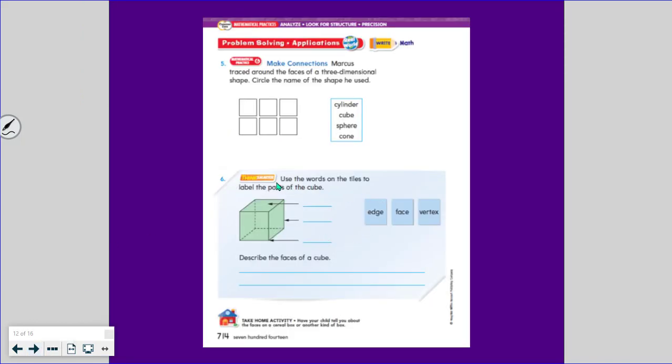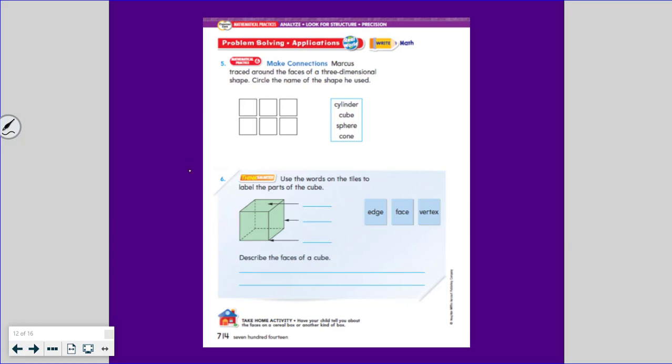All right, so let's look at the Think Smarter problem. Use the words on the tiles to label the parts of the cube. So what is this part pointing to? This part right here, this flat part. What is this part? Write the name right there. And then last, what is this part? What is this called? Is it called an edge, face, or vertex? So go ahead and take a second and write those.